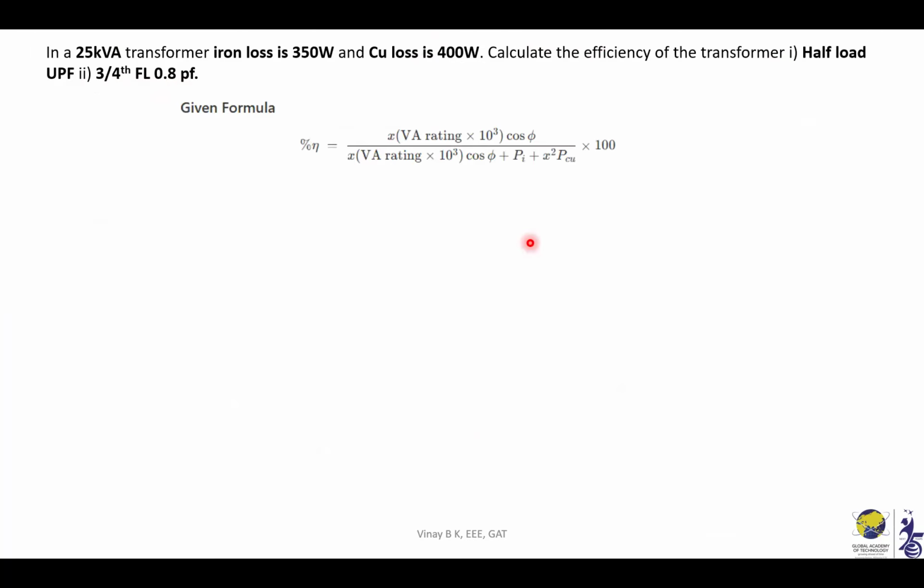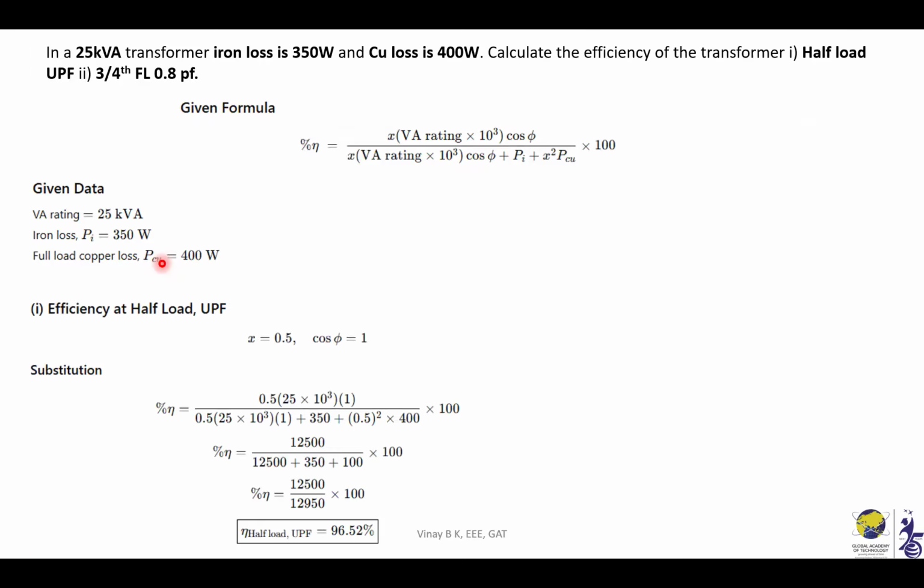They are given, you are defining the formula, and they are given VA rating, that is 25 into 10 to the power 3. Iron loss they are given, copper loss they are given. You need to find efficiency for half load unity power factor and 3 by 4th full load 0.8 power factor. So that efficiency for half load unity power factor, for half load X is 0.5 and cos phi is 1. You are just substituting the value.